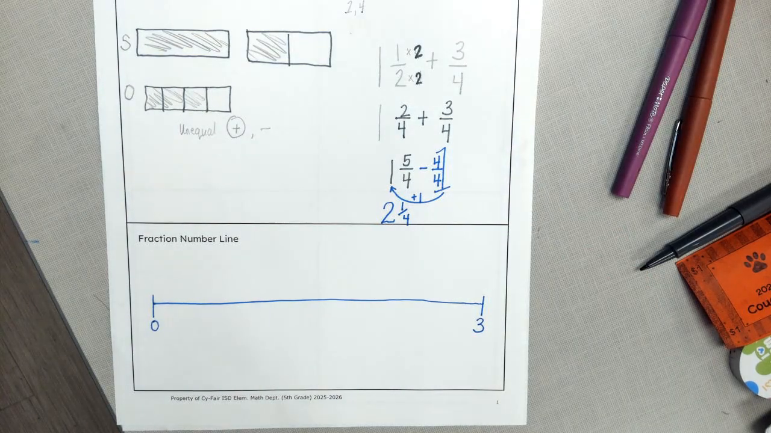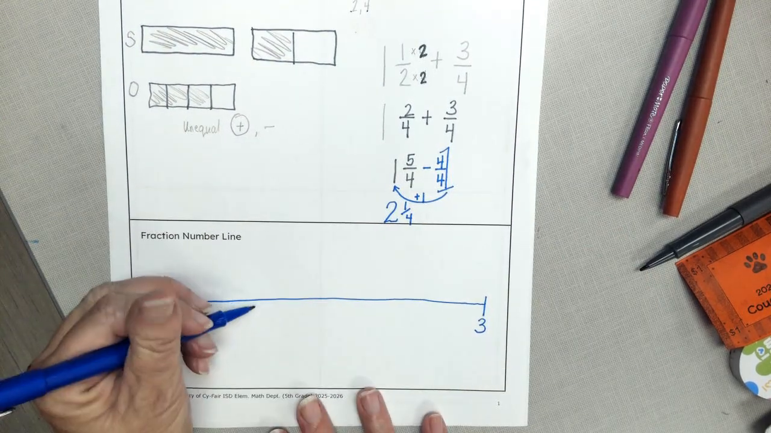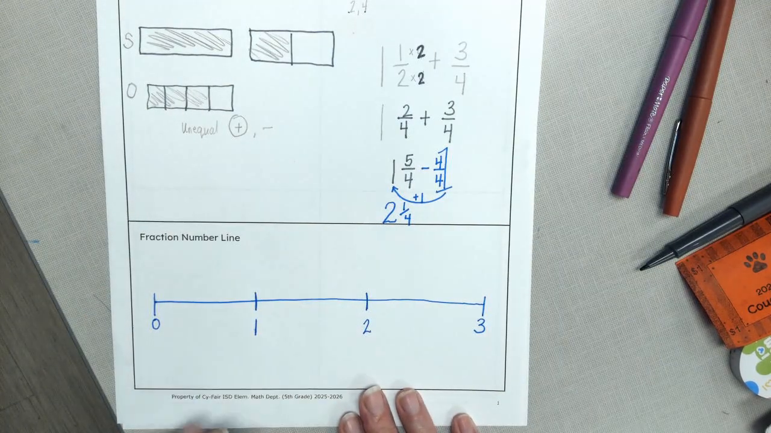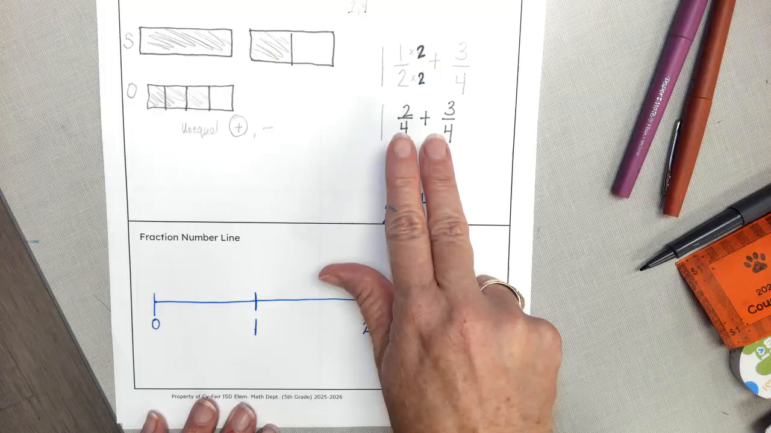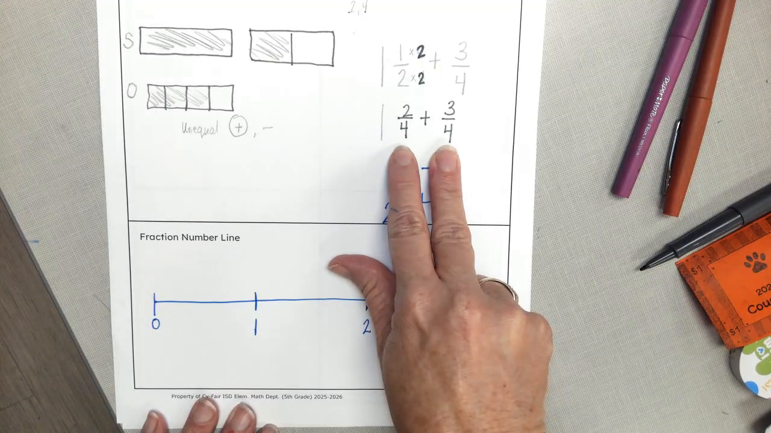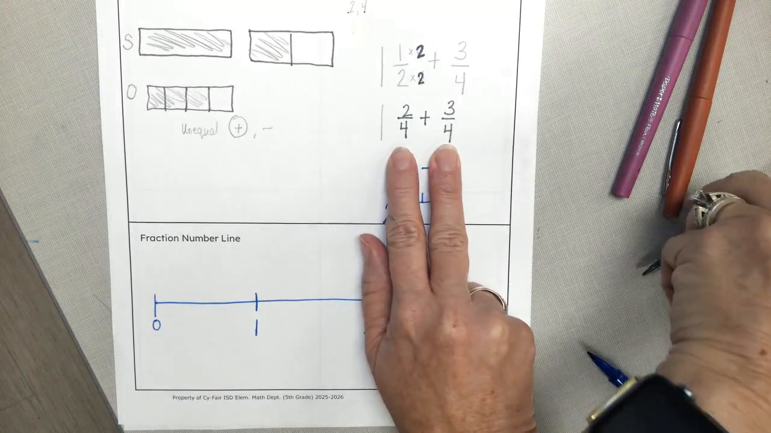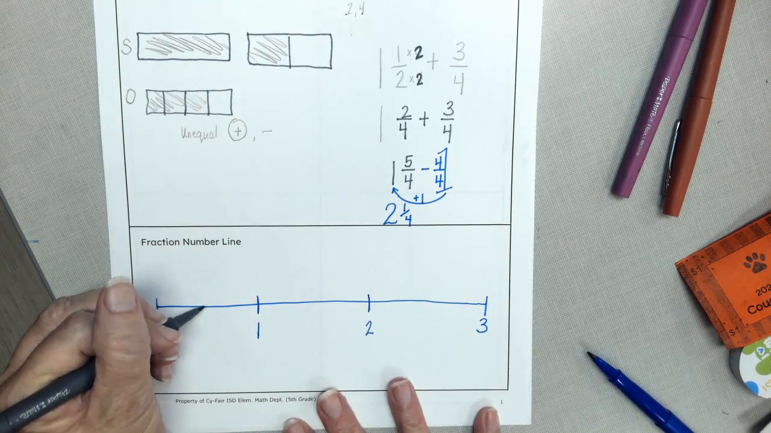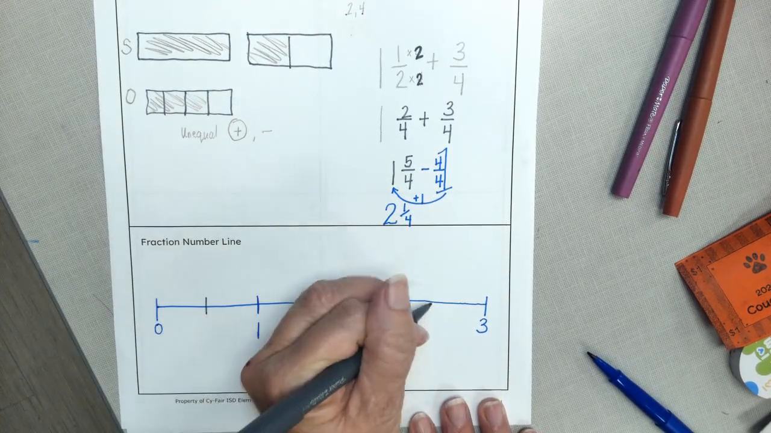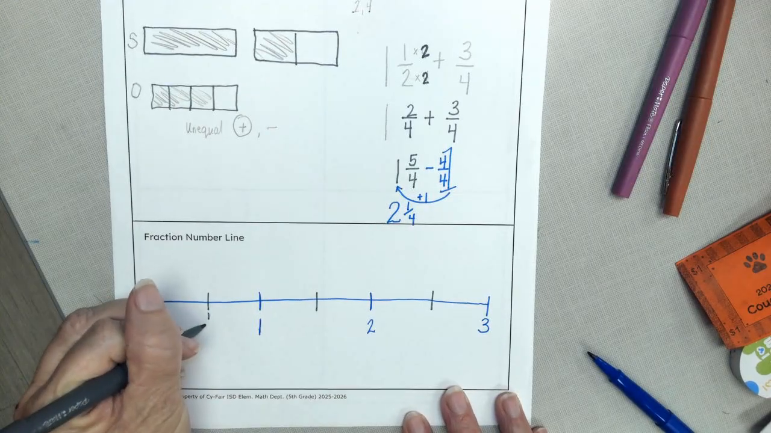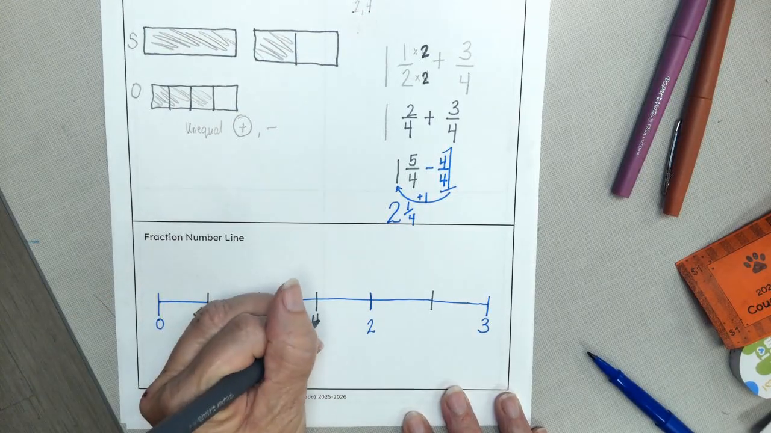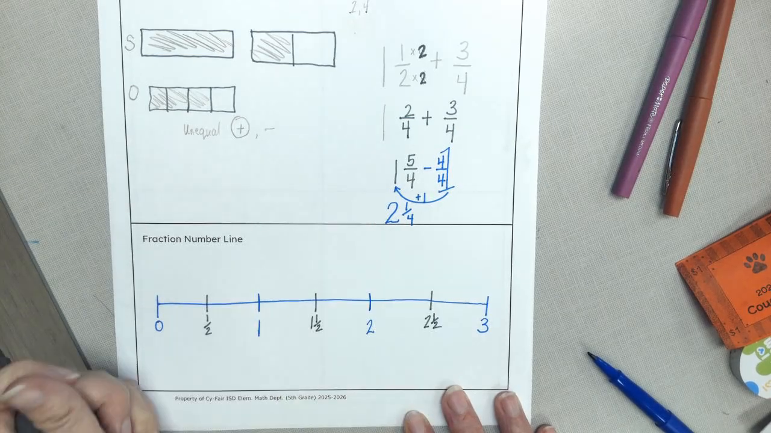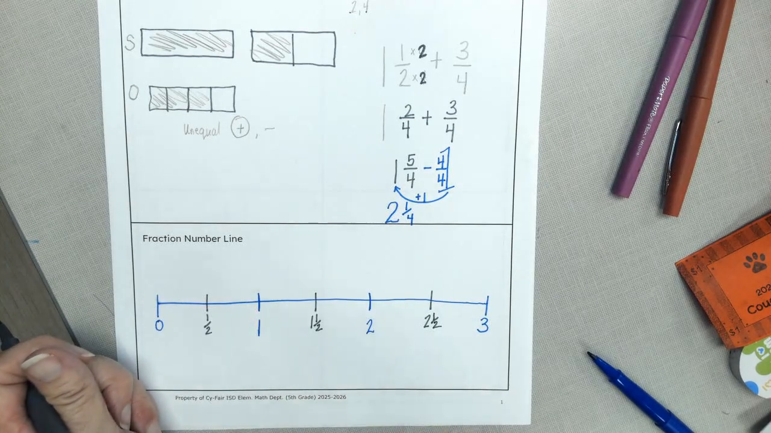Now what I want to do is I want to partition this so that I have a 1 and a 2. And I noticed that my common denominator was 4. So I'm going to partition each whole into 4 equal parts. The easiest way to do that is to split it in half first. Call those your halves. 1 1/2, 2 1/2. Then split each half again.